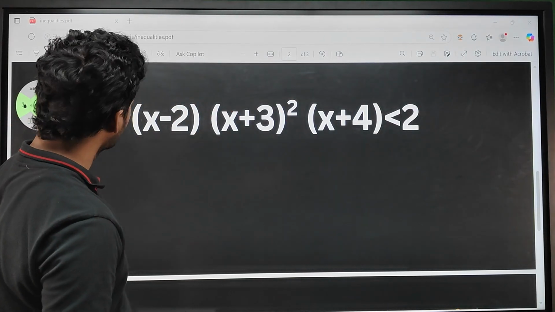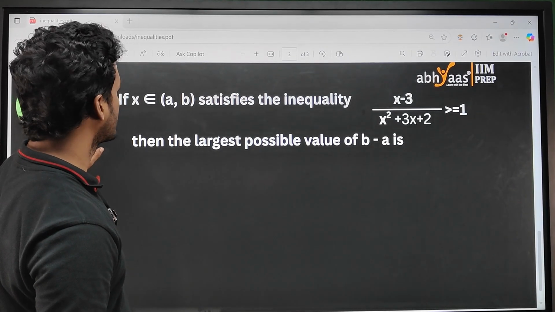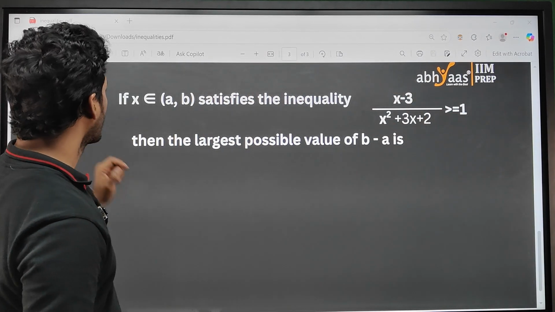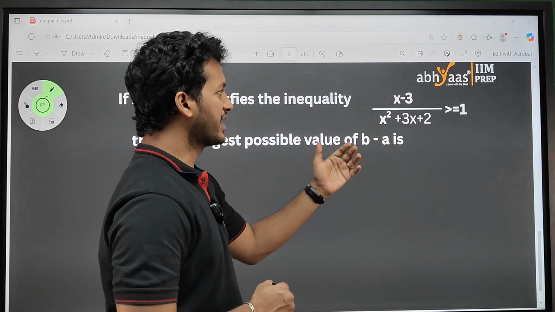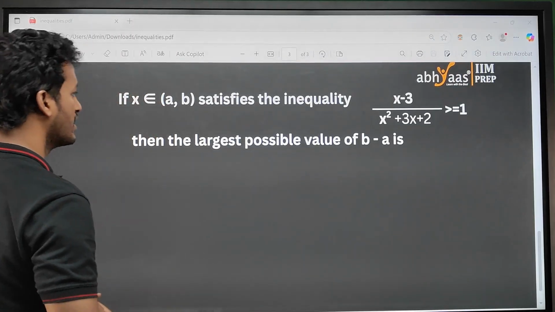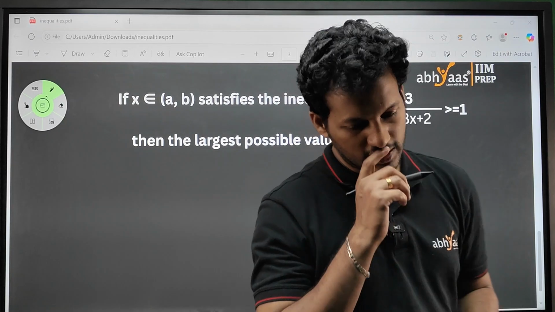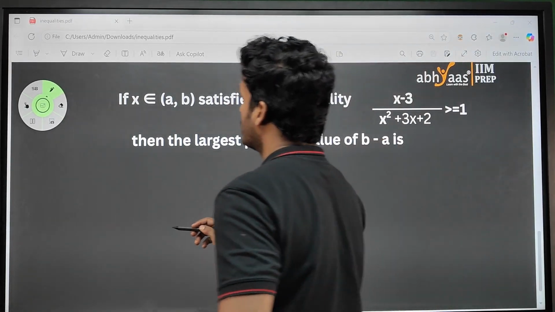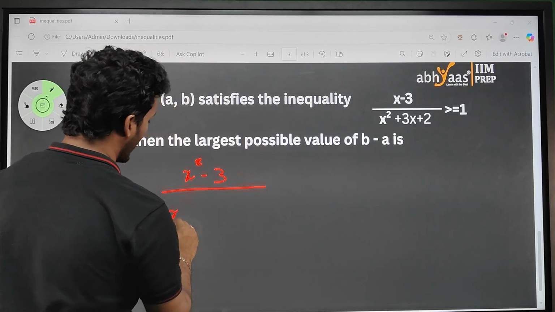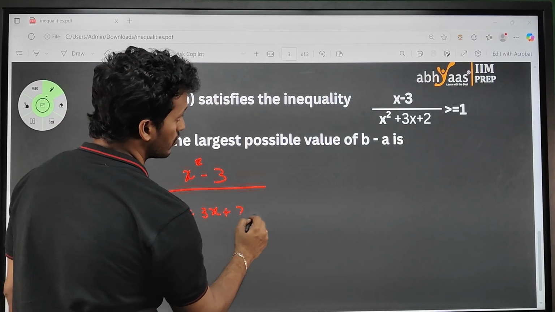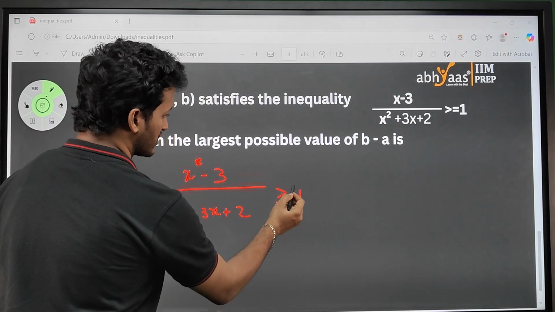Okay, now let's go to one of the previous year problems. If x belongs to a comma b and satisfies the inequality x minus 3 by x square plus 3x plus 2 greater than or equal to 1, then the largest possible value of b minus a is. You can solve this in many ways, but one of the ways is x minus 3 divided by x square plus 3x plus 2 greater than or equal to 1. Okay, fine. Let's solve this one first.